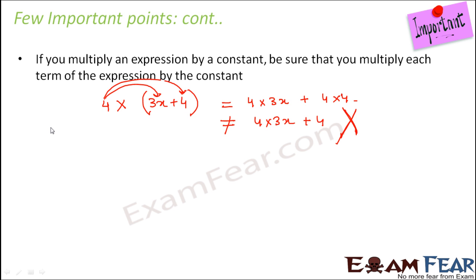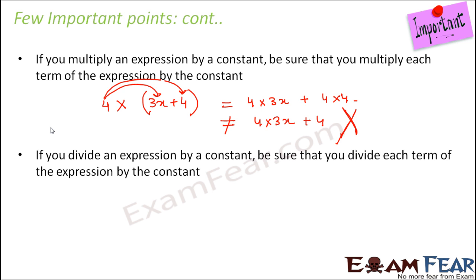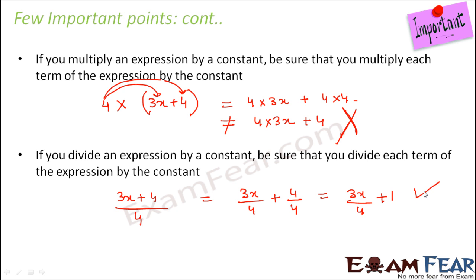In a similar way, if you are dividing an expression by a constant, you have to be sure that you are dividing each term of the expression by that constant. Like 3x plus 4 is an expression. Let's say you are dividing this expression by 4. That means that this equals 3x by 4 plus 4 by 4. That is 3x by 4 plus 1. So this is the correct thing to do.